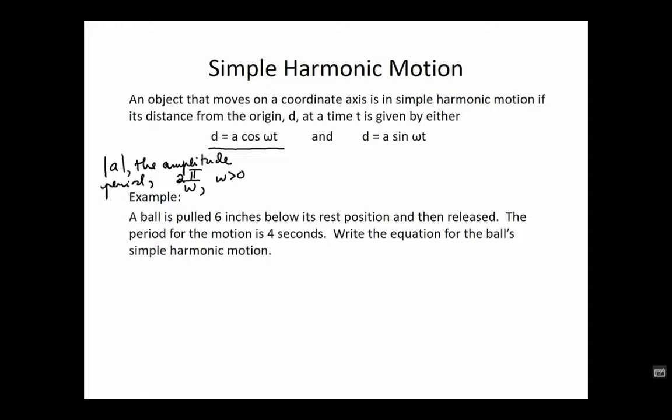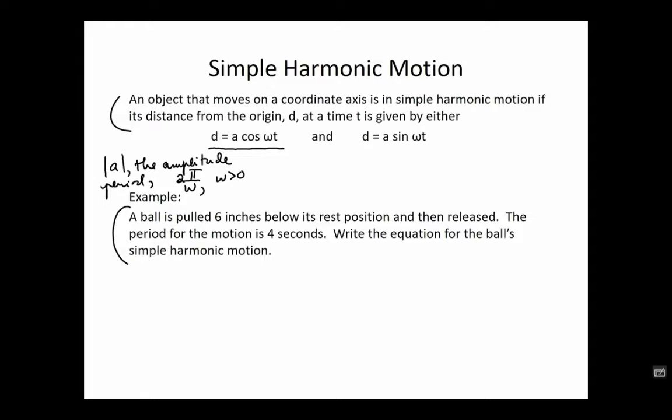All right, let's look at an example. A ball is pulled 6 inches below its rest position and then released. The period for the motion is 4 seconds. Write the equation for the ball's simple harmonic motion. All right, so let's see what's going on. A ball is pulled 6 inches below its rest position and then released.